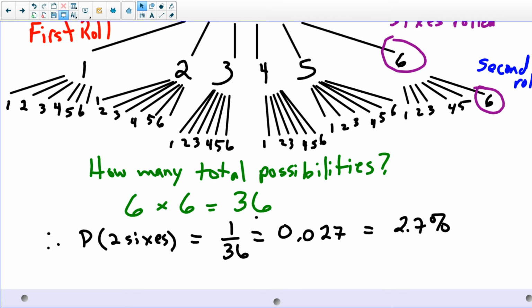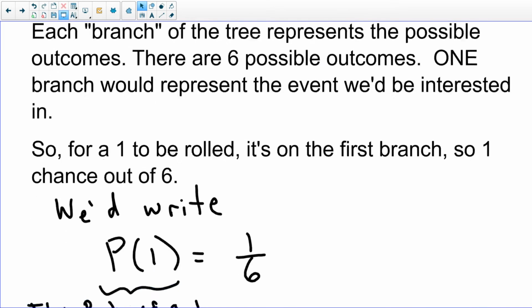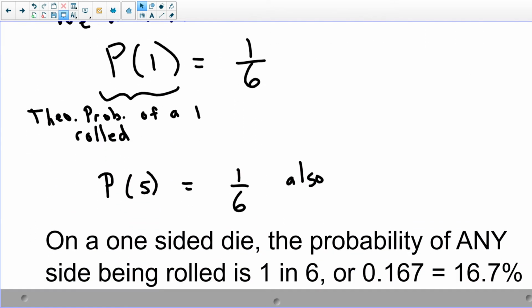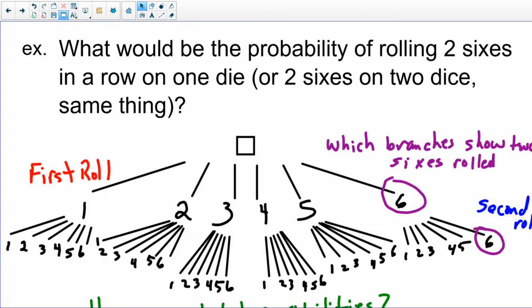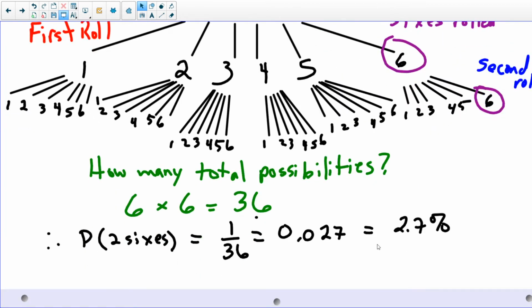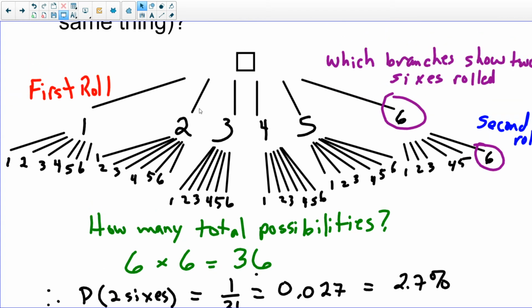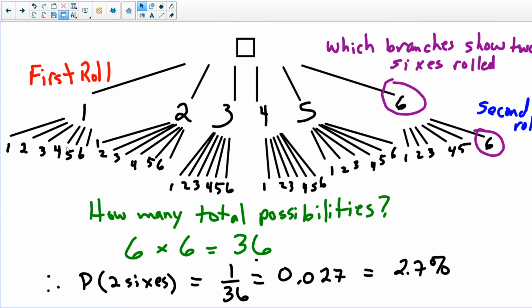So if you remember the percentage from the previous slide, to roll any of the 1 sides is 17% chance, but to roll 2 of the same sides one after the other is a 2.7% chance, which is much smaller. And each one of these branches actually has that same possibility. So if you wanted to know what is the chances of rolling a 1 and a 6 on 2 dice, or on one die, one after the other, you would find the 1 and the 6, which is a 1 out of 36 chance.